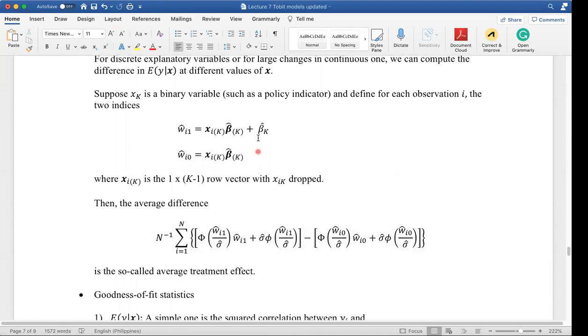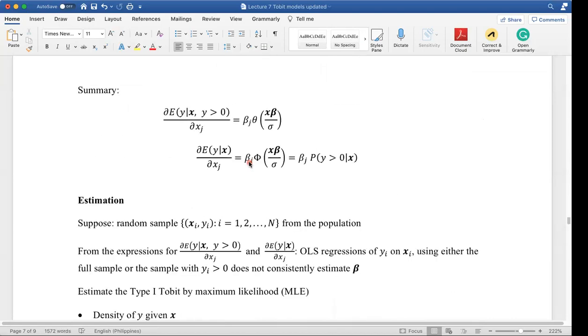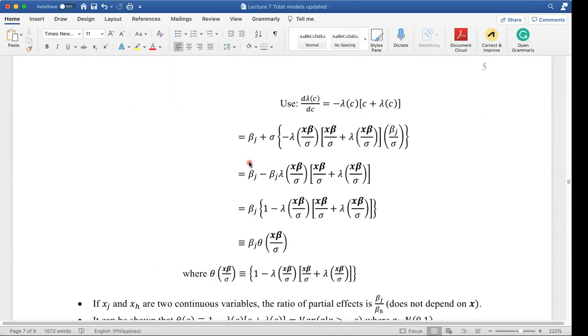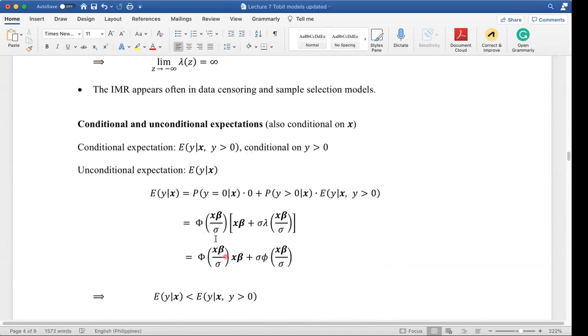Okay. So what is this? Y sub i1 hat, Y sub i0 hat. This is just your, we have the expression for the expected value of Y given X. That is just your predicted X beta. Okay.